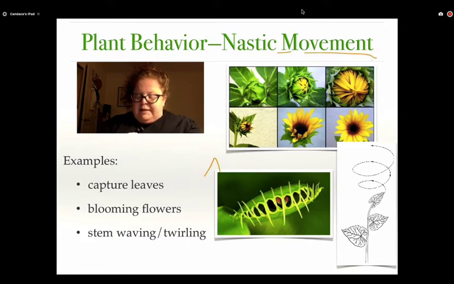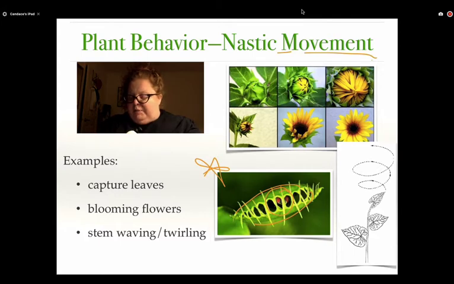So a classic example of plant behavior are what are called capture leaves, which is what you see here with this Venus flytrap. This is a carnivorous plant, and so it's capturing insects. Remember, it is not trying to get necessarily the glucose, but carnivorous plants live in nutrient-poor soil, so they need nitrogen and phosphorus. And so that's really what they're obtaining from the things that they capture.